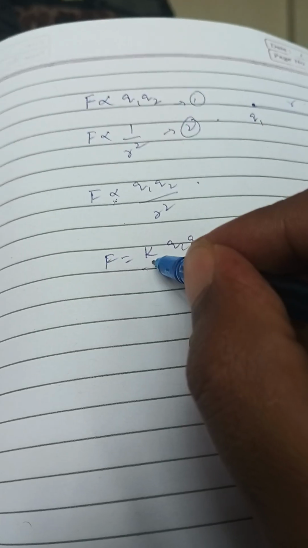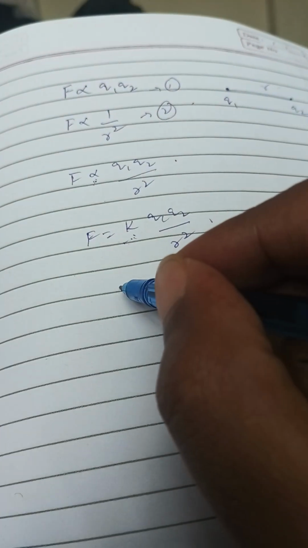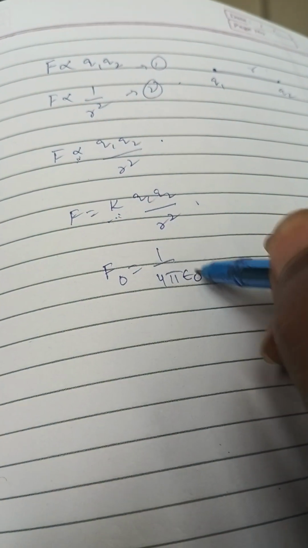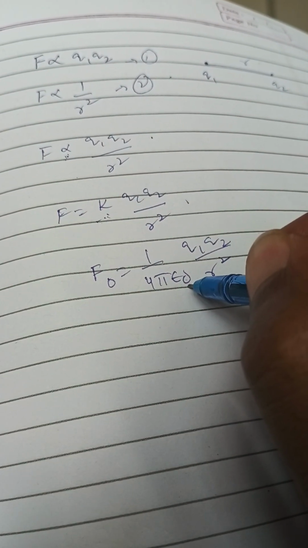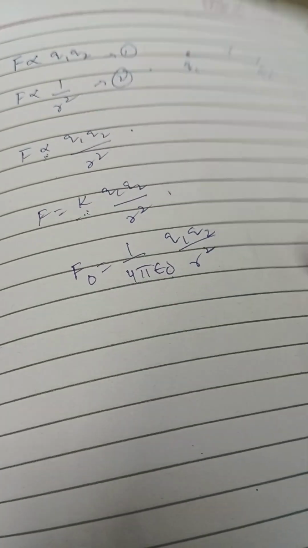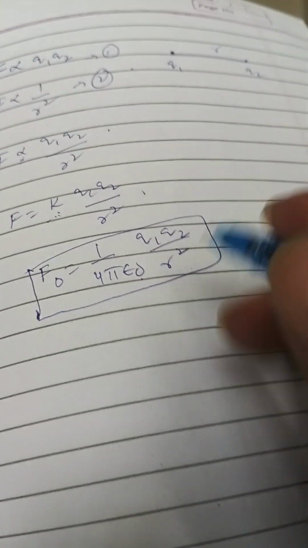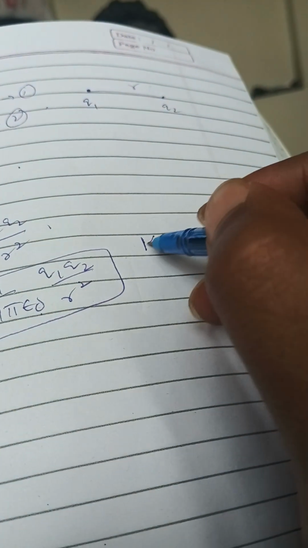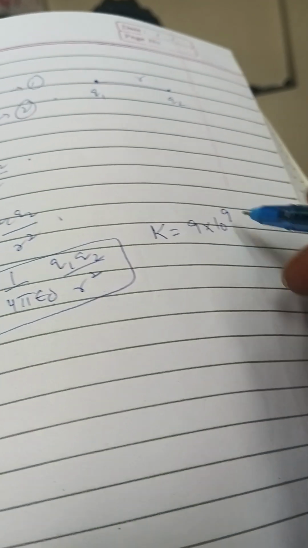This constant depends upon the medium between the charges. If there is free space, no medium between the charges, then the value of K is 1 upon 4 pi epsilon naught, where epsilon naught is the permittivity of free space. This K for free space has a value of 9 into 10 raised to the power 9.